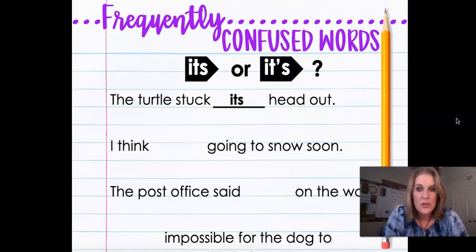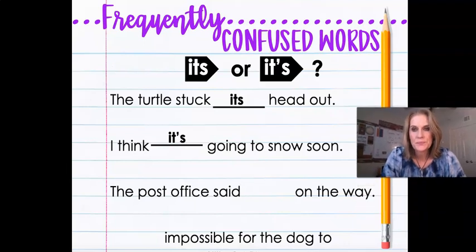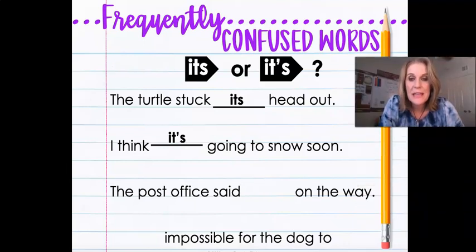Let's look at the next one. I think it's going to snow soon. Let's try the it is. I think it is going to snow soon. It works. So we're going with the IT apostrophe S, which means it is. Also, there's no ownership happening, so it's not the other one. Let's look at the next one. The post office said it's on the way. Always try the it is. The post office said it is on the way. It works. So it is the IT apostrophe S. Plus, once again, there's no ownership here. So it's not the ITS.